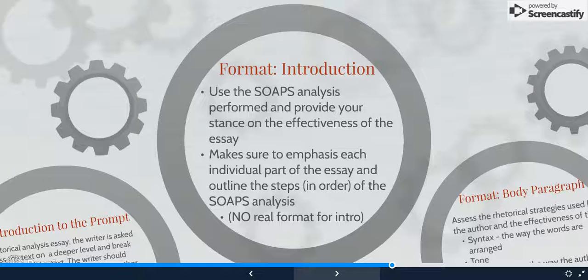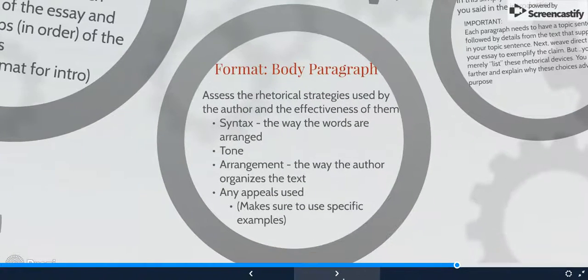Format, introduction. Use the SOAPs analysis performed and provided, and provide your stance on the effectiveness of the essay. Make sure to emphasize each individual part of the essay and outline the steps in order of the SOAPs analysis. Body paragraph: assess the rhetorical strategies used by the author and the effectiveness of them. Syntax, the way the words are arranged. Tone, arrangement, the way the author is actually using the argument to arrange the text. And then any appeals used. Make sure to use specific examples.